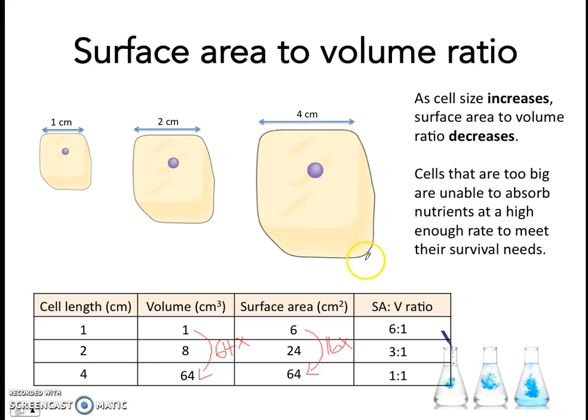And that is the reason why we do not have very big cells, because very big cells are so big, but they cannot absorb enough nutrients at a high enough rate to keep themselves alive. And so that is what it means by cell size is limited by surface area to volume ratio.